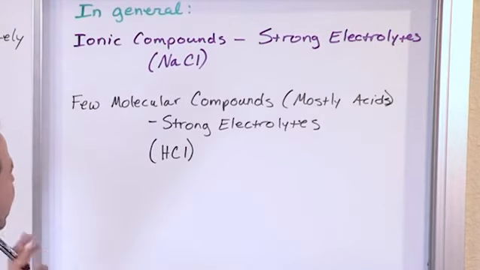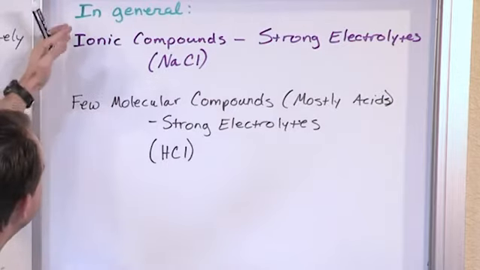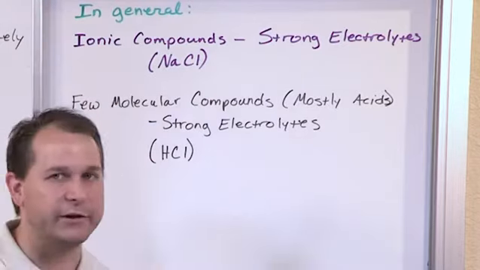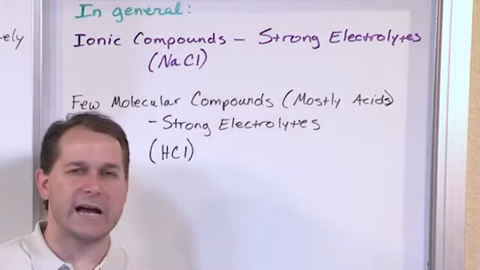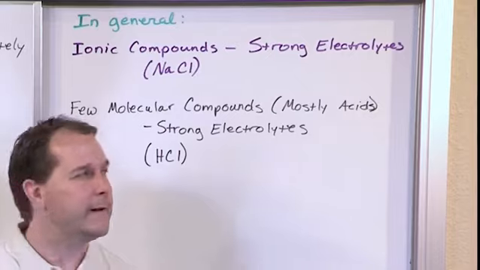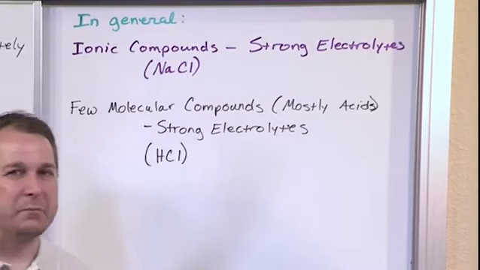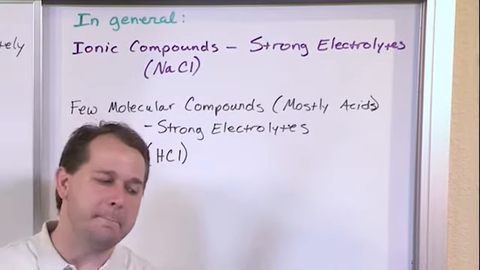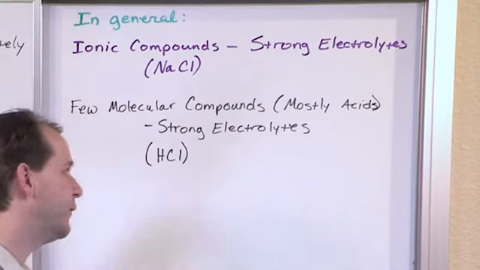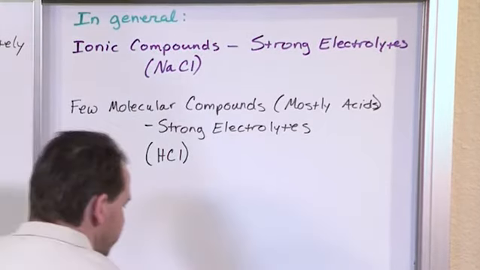In general, these are the two broadest classes of things we know about, the ionic compounds and the molecular compounds, right? Most of the ionic compounds are going to conduct electricity great in solution, totally dissociate. And not very many of these molecular compounds are going to do that. The main exception is going to be these acids, like hydrochloric acid. So try to file that away in your mind somewhere.